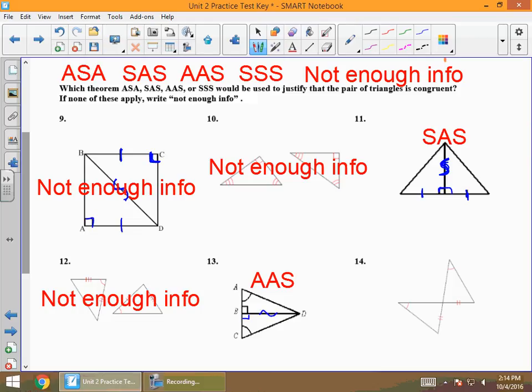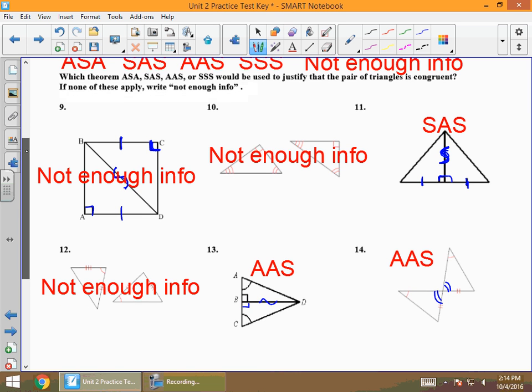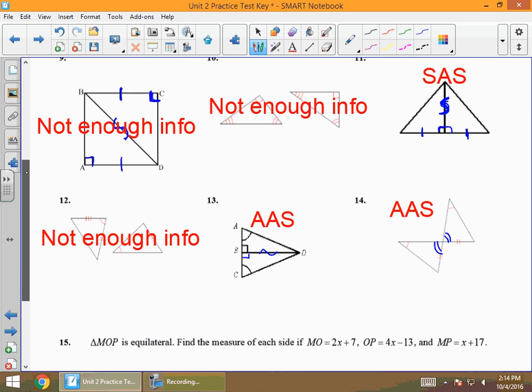Number 14 are bow tie triangles, and bow tie triangles have vertical angles congruent. So I have two angles and a side, and the side is not between the two angles, so it is also AAS. So make sure that you are able to look at a picture and determine whether it's going to be one of those reasons.